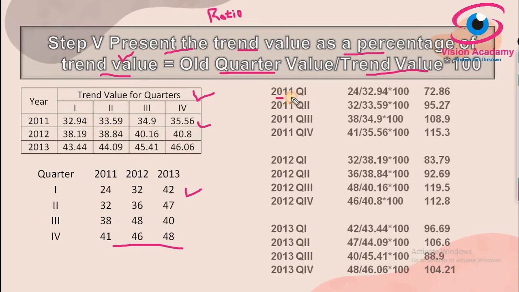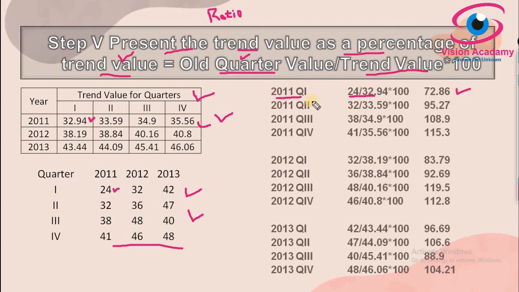Example for 2011 quarter 1, how to obtain percentage of trend value. Firstly, old value. Here in this table we have old value. In this table we have trend value. The old value of 2011 quarter 1 is 24, and the trend value of 2011 quarter 1 is 32.94. So 24 by 32.94 into 100. So the percentage of trend value is 72.86 for 2011 first quarter.